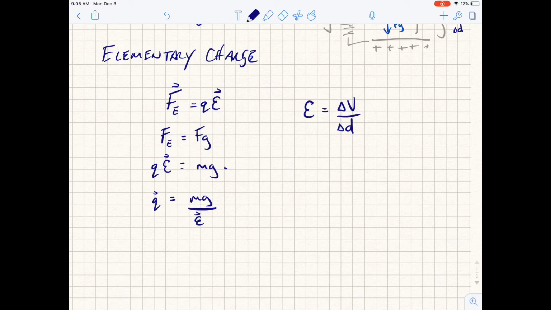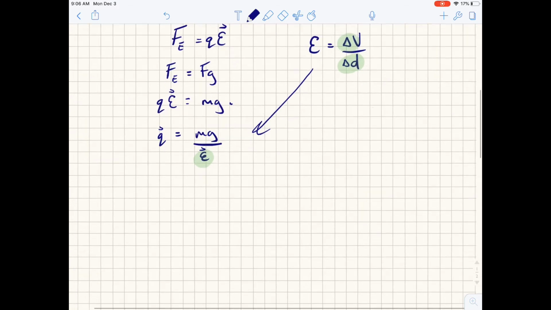So you may be able to see where we're going. If we can express the electric field strength in terms of the voltage and the separation of the plates, we can come up with the charge of that oil drop. So let's make that substitution and see what this looks like.